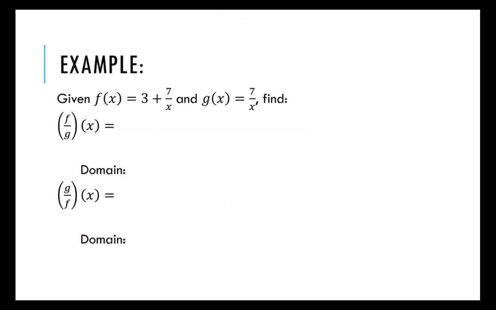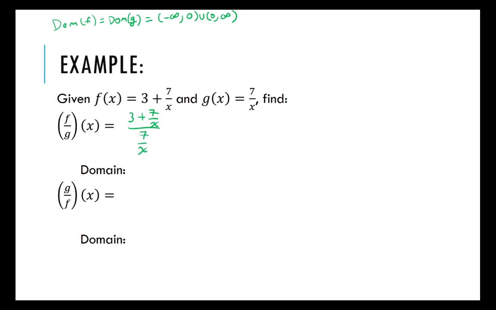So we already had our domain of f and g. Domain of f was equal to the domain of g, and remember that was everything except 0. So that's negative infinity up to 0, union, not including 0, up to infinity. And now we just have to do the division. f divided by g is 3 plus 7 over x divided by 7 over x.